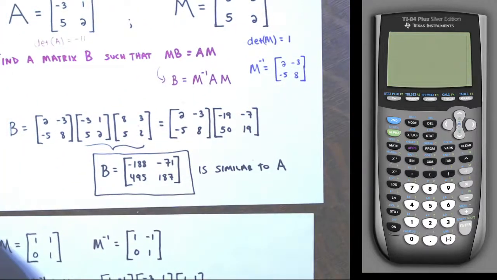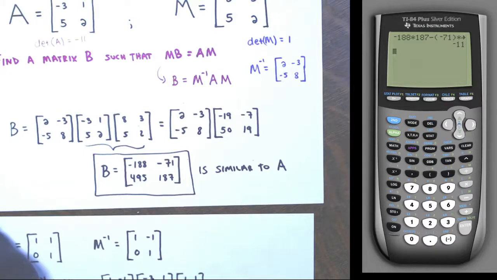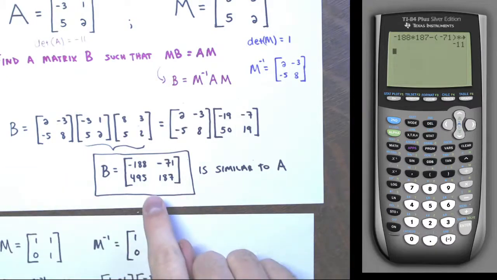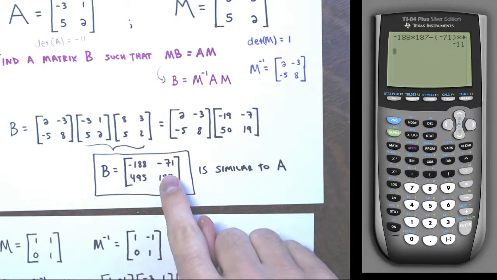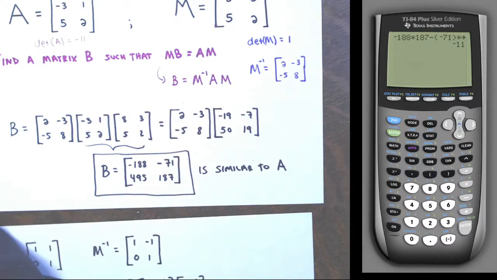All right, so I'm going to go to a calculator for this one. I'm going to pause this while I type this in. All right, you see on the calculator here, I typed in the determinant of this 2 by 2 matrix, negative 188 times 187 minus negative 71 times 495. And you see it comes back negative 11 on the screen there.